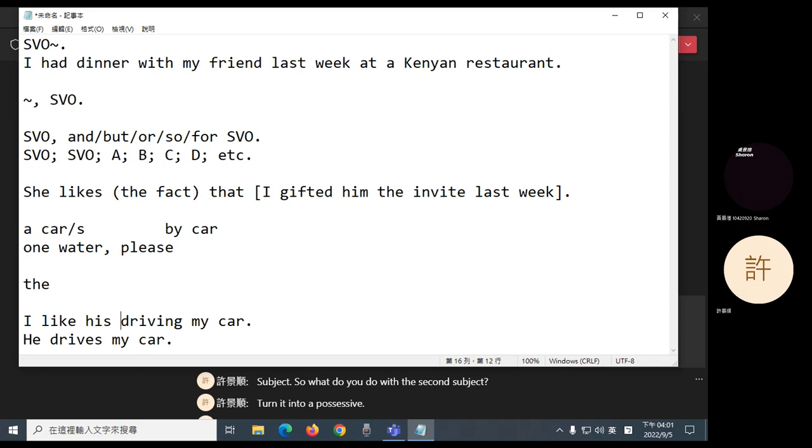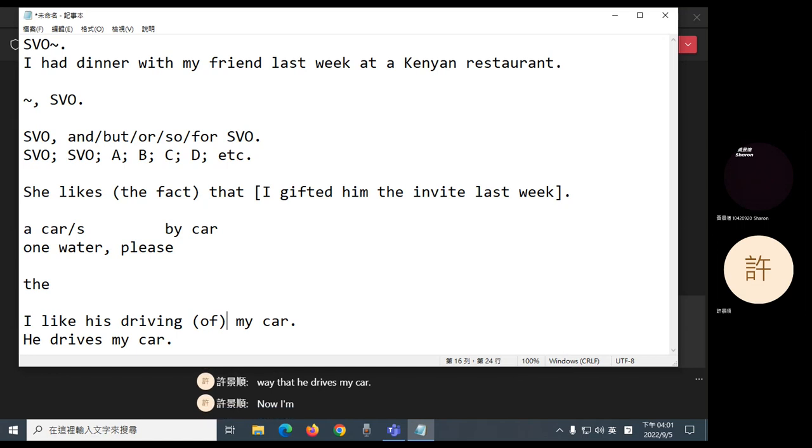I like his driving my car simply means I like the fact that he drives my car. The meaning is the same. It's a different way to turn a sentence into a noun. Often in English, you will see people add an "of" here. I like his driving of my car. This means I like the way that he drives my car.